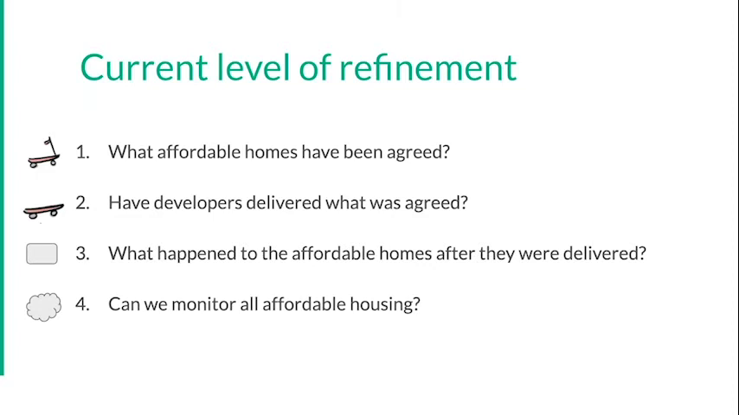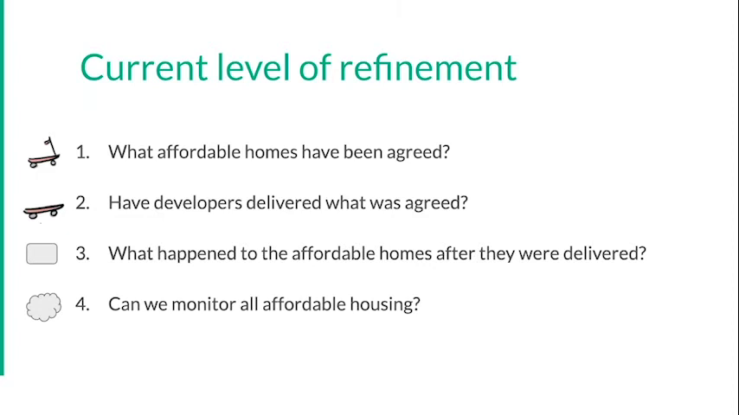Whereas the second question, have developers delivered what was agreed, at the moment we're still working on that. We've got a developer completion form that they can now complete when the building is finished, and that will capture the addresses and the registered provider for the agreed affordable housing. Now this is miles ahead of what we were capable of before with the systems that we already had, so we're getting to a good level of refinement.